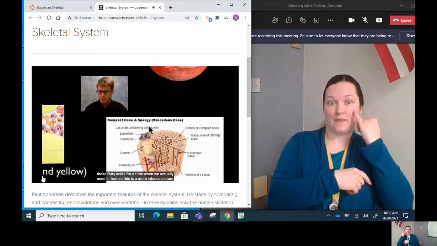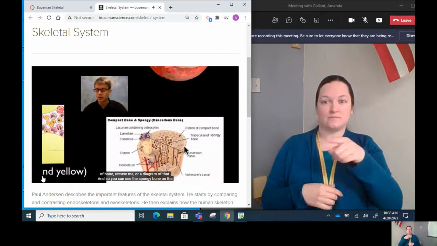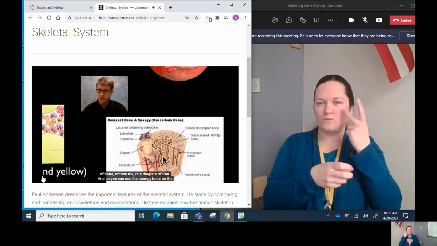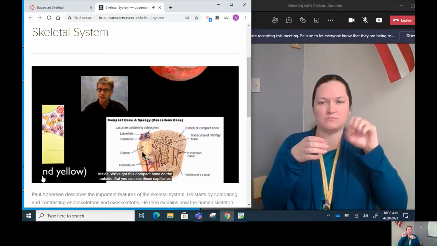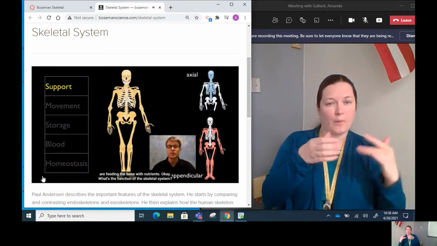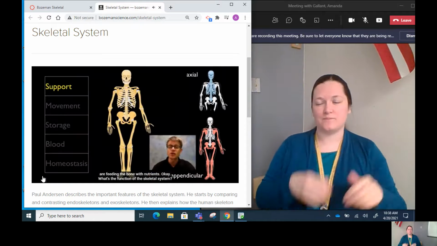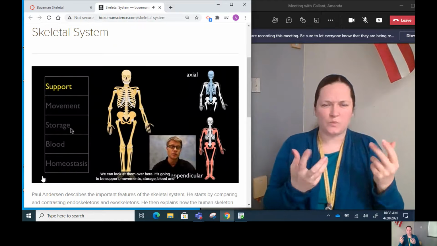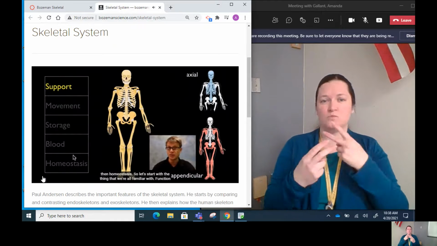And so this is a more intense picture, or a diagram, of that. You can see the spongy bone on the inside and the compact bone on the outside, but you can see these capillaries are feeding the bone with nutrients. Okay, what's the function of the skeletal system? We can look at them over here. It's going to be support, movement, storage, blood, and then homeostasis.